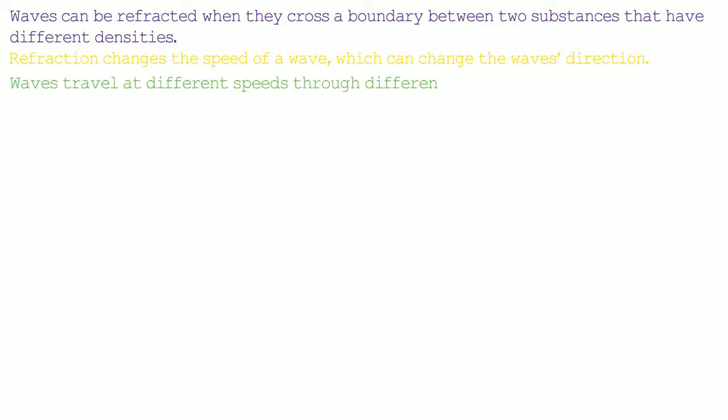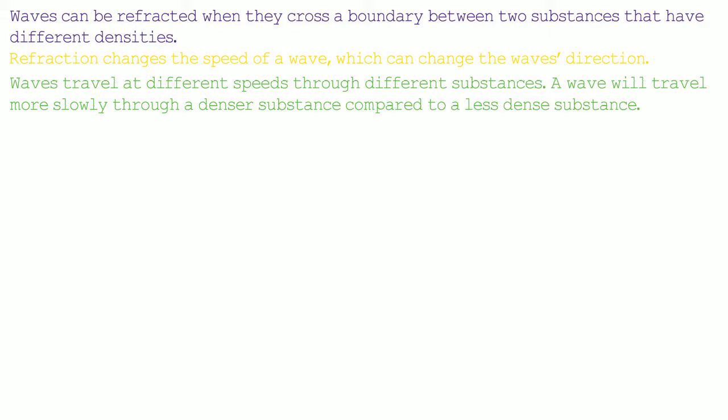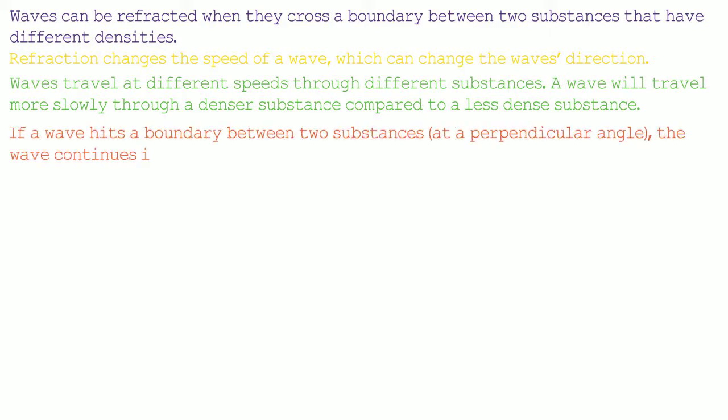Waves travel at different speeds through different substances. A wave will travel more slowly through a denser substance compared to a less dense substance. If a wave hits a boundary between two substances, the wave continues in the same direction. This is because all of the wave hits the new substance at the same time, and therefore all of the wave slows down at the same time.